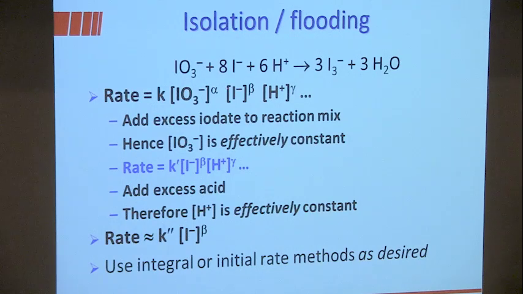And we do the same thing then for I minus. We isolate that by flooding the system with IO3 minus and H plus. And then finally, you do it for H plus, isolating H plus, flooding the system with IO3 minus and I minus. Okay? And that way you can get the orders with respect to each of the species. All right? So that's isolation or flooding and how you can measure the rates.